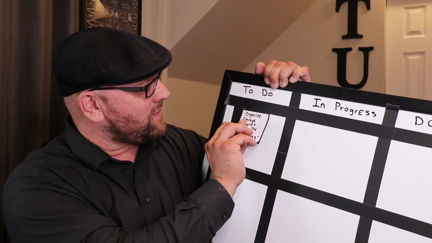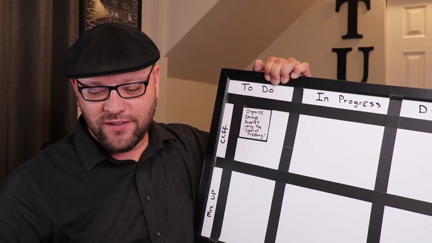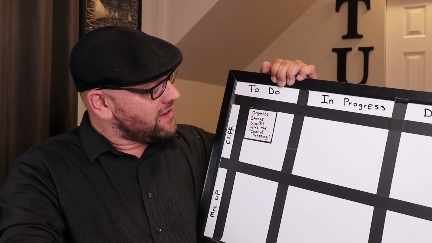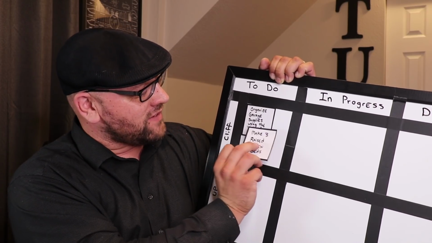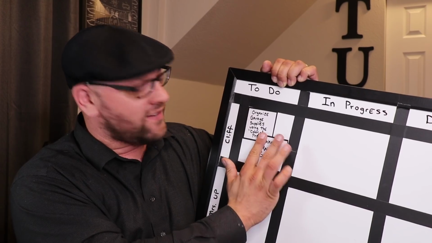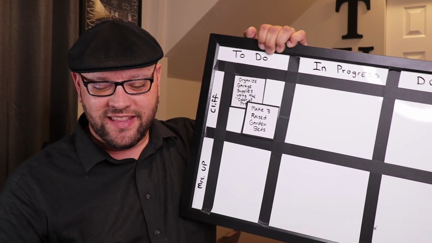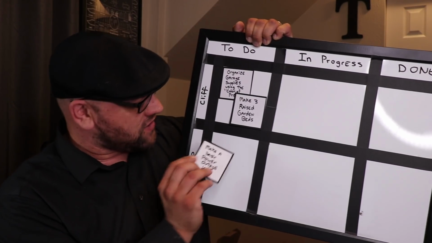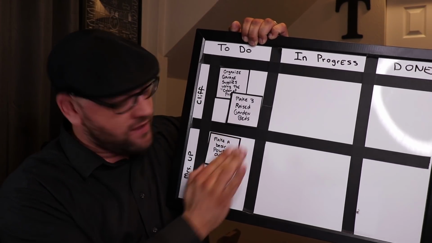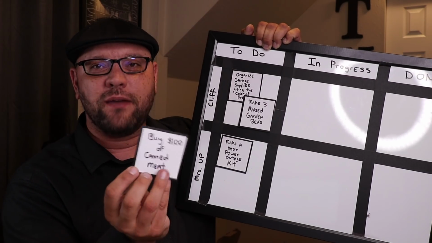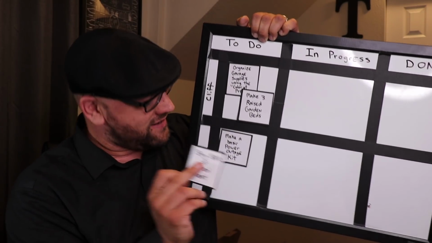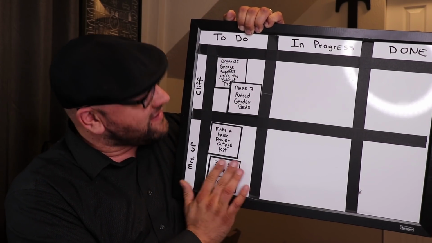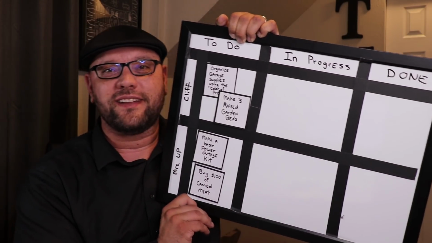So for me, I'm going to have organized garage supplies using the color of prepping color system. And I'm also going to give myself make 3 raised garden beds for this sprint. And then for Mrs. Urban Prepper, I'm going to have her make a basic power outage kit. So she's going to get that one. And then we're also going to have buy $100 worth of canned meat. And so we're just going to put that there. So this is what's on our to-do list for this particular sprint.